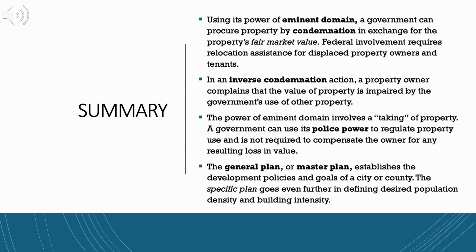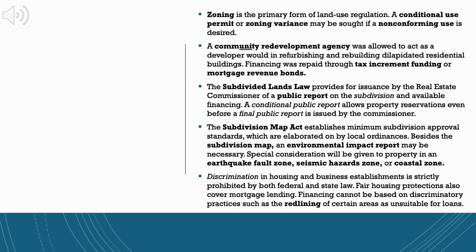The general plan, or master plan, establishes the development policies and goals of a city or county. The specific plan goes even further in defining desired population density and building intensity. Zoning is the primary form of land use regulation. A conditional use permit or zoning variance may be sought if a non-conforming use is desired. A community redevelopment agency was allowed to act as a developer would in refurbishing and rebuilding dilapidated residential buildings. Financing was repaid through tax increment funding or mortgage revenue bonds.